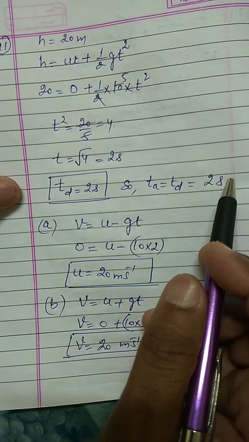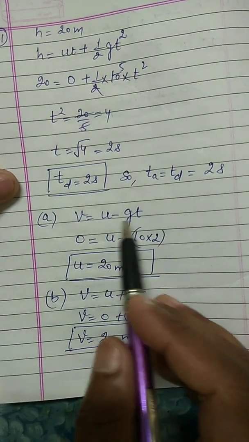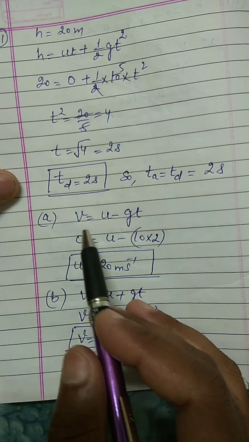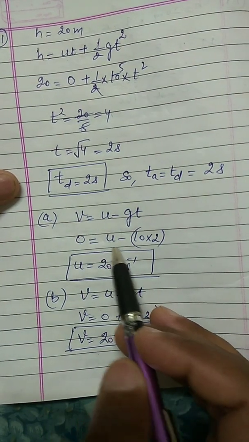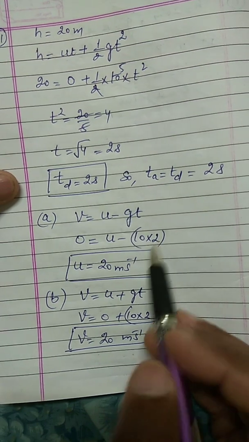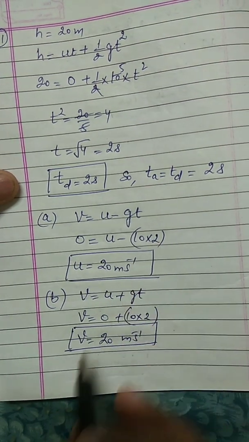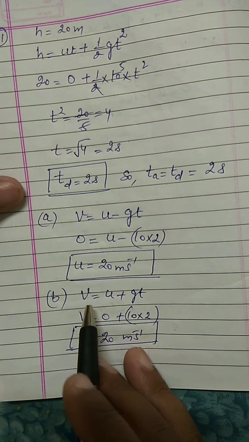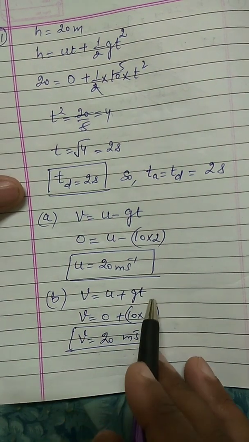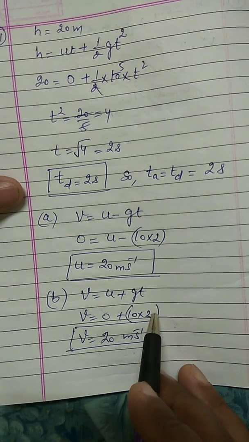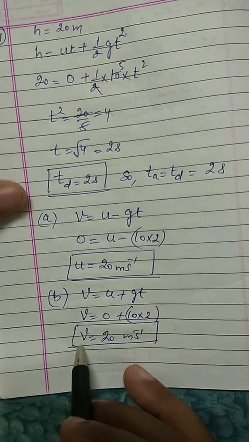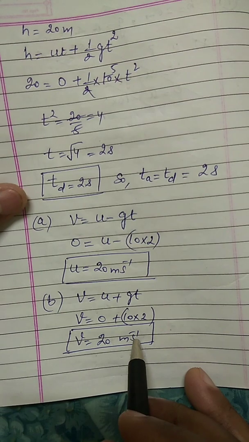Total time will be 4 seconds. Now V is equal to U minus GT. V is 0 for highest point. U you have to find, minus 10 into time of ascent. U is 20 meter per second. Final velocity when it is coming down, V is equal to U plus GT. Again V is equal to, U is 0, 10 into 2, here time of descent we are using, so final velocity is 20 meter per second.